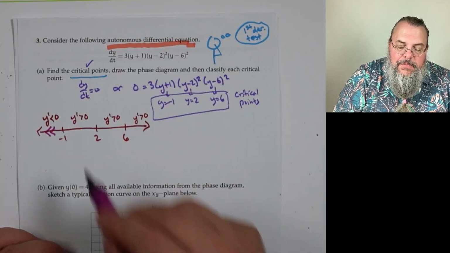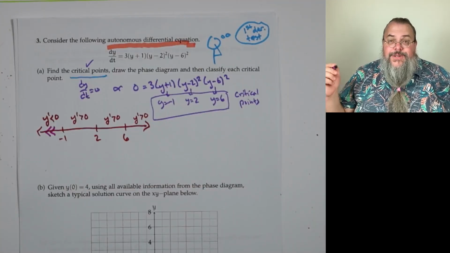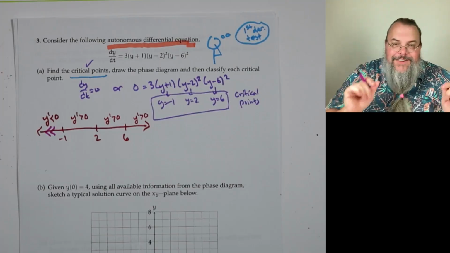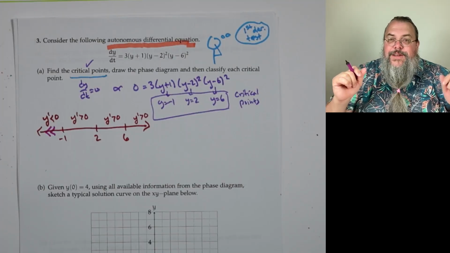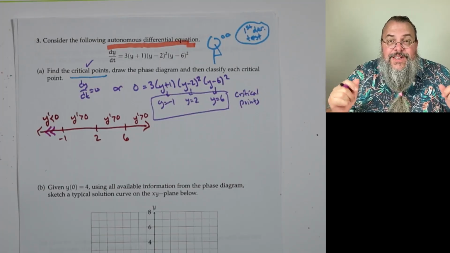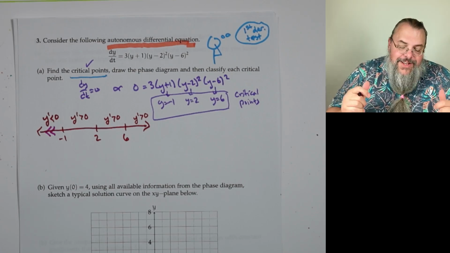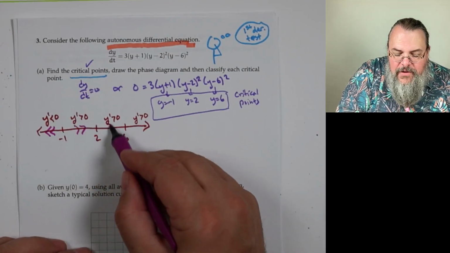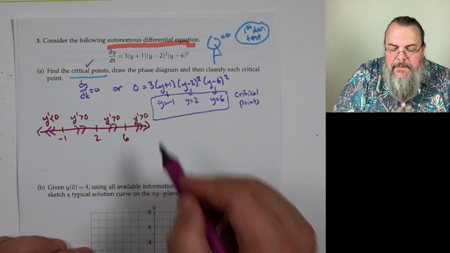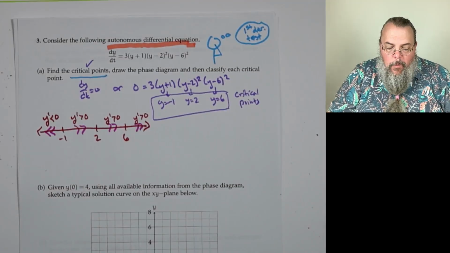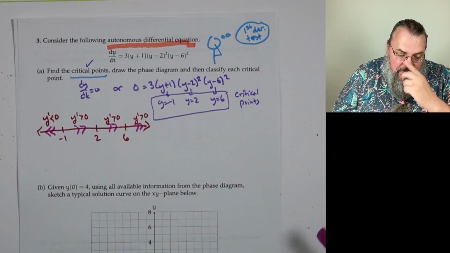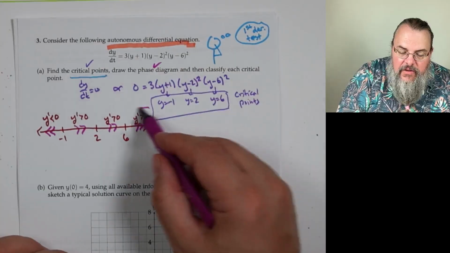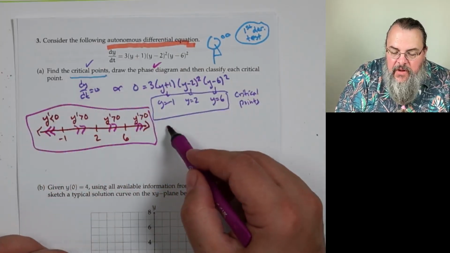Now, when y prime is positive, what does that mean? It says we're going up, up, up, right? So, right, because we're increasing. Which way is increasing? To the right. Okay, so we're moving upwards. So up, up, and up. Now, that's the phase diagram. Okay, so here's our phase diagram. Cool.